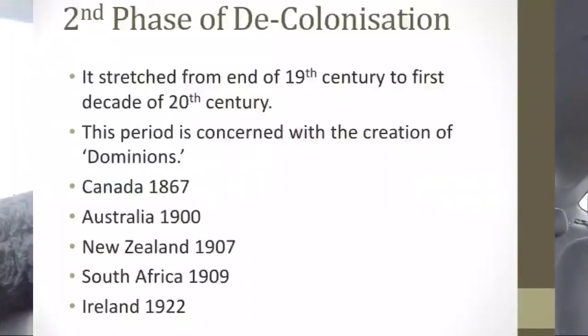Then, in the period from 1900 to 1922, some other nations started to ask for independence, including Canada, Australia, New Zealand, and later on South Africa and Ireland as well. But the difference between them and the first stage of decolonization was that in the first stage, the American region got independence in its full form.